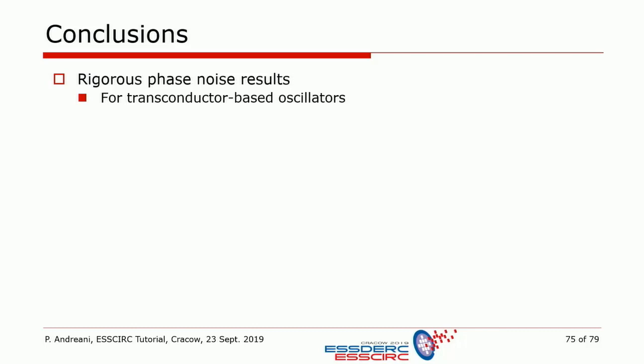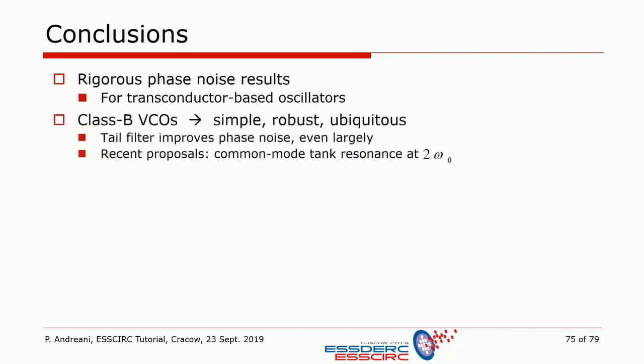So we have seen the rigorous phase noise equations results, mostly for transconductor-based oscillators. The Class B VCO is really a star of the CMOS IC design. It's simple, it's robust, you find it everywhere. The tail filter improves the phase noise even by a large amount, and in the recent proposals we have a more complex tank that is able to common mode oscillate at 2 omega 0 instead of having explicit inductance.